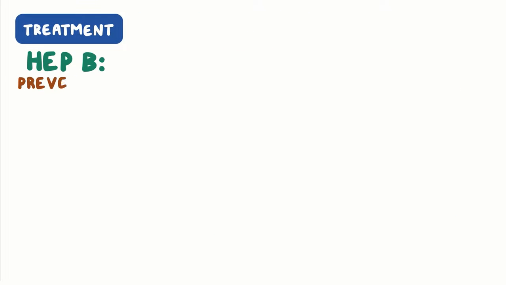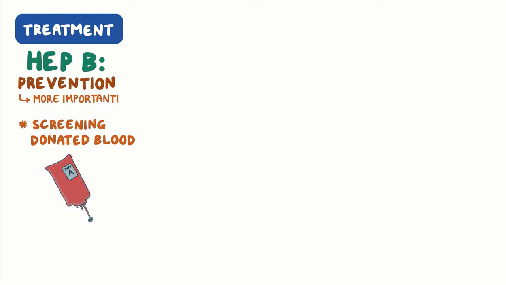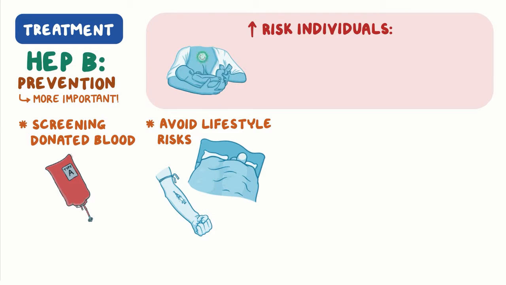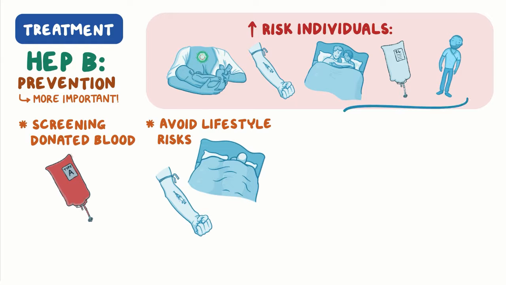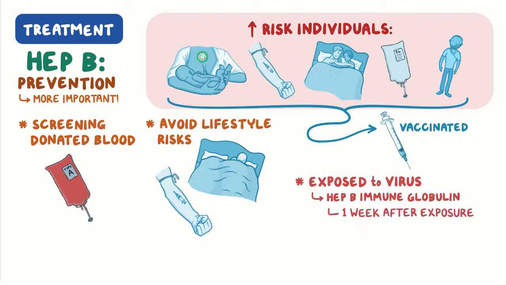For hepatitis B, prevention is much more important. Screening of donated blood for hepatitis B is done to prevent the spread of the virus. Individuals can avoid a lifestyle that puts them at risk of infection, like unprotected sex and the use of intravenous drugs. Finally, high-risk individuals like babies of mothers with chronic hepatitis B, intravenous drug users, people who have multiple sex partners, individuals on dialysis, healthcare providers, and so on, can be vaccinated against the disease. However, if the individual is exposed to the virus, hepatitis B immune globulin can be given within a week after exposure to prevent the disease.